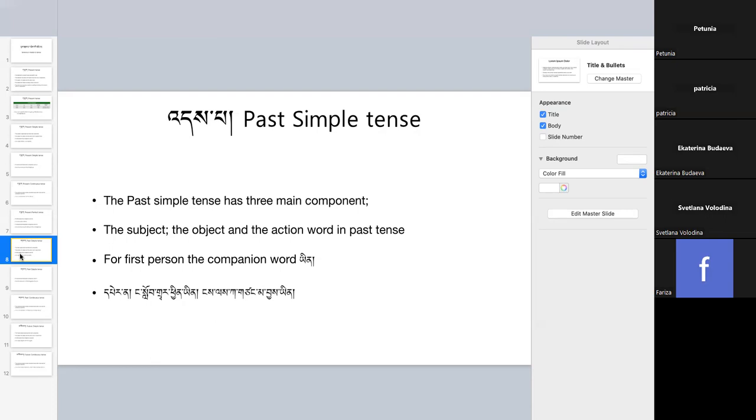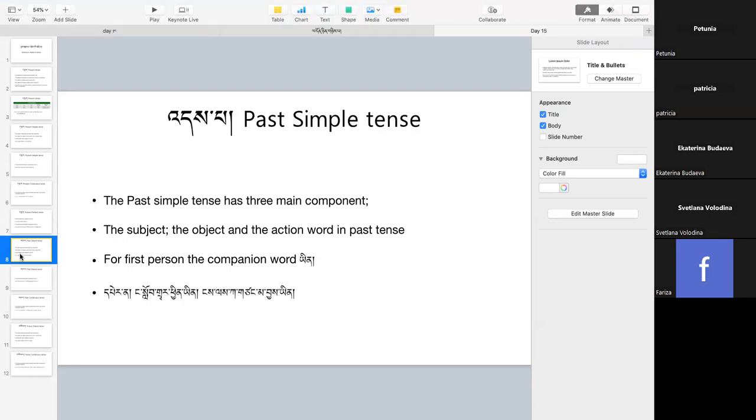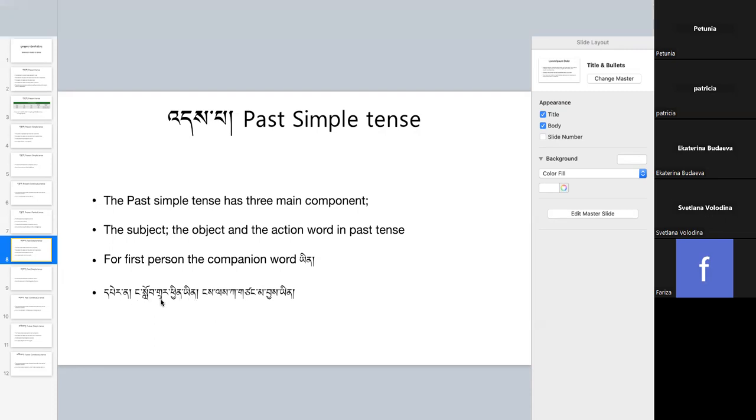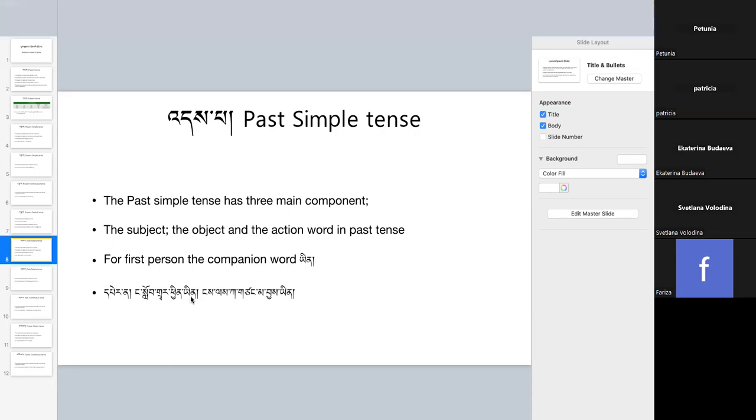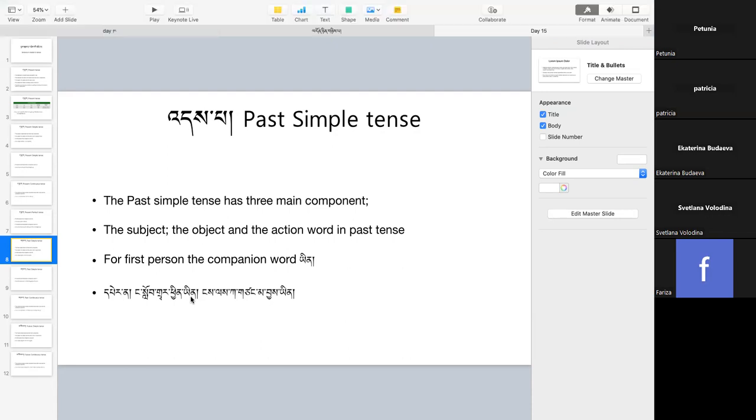So for the past simple, we have the companion word hin. For the first person, nga loptar chinhin. Nga loptar chinhin. Or if you want to add something, you can say chin sarhin. So chin sinin. These are also additional companion words. Or you can just say chin. Nga loptar chinhin. Nge leka tsangma chain. So we see that the variation is in the spelling.